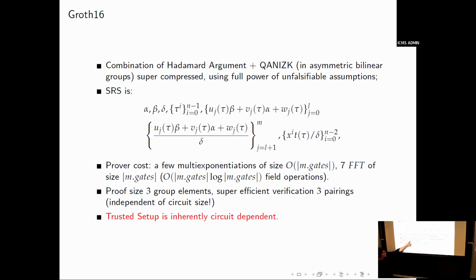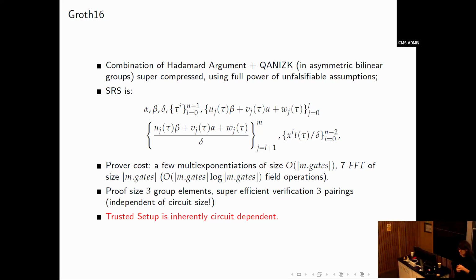The really cool thing is that it has 3 group elements, which means the proof size is independent of the circuit size. And if you think about this, it's mind-blowing, right? You have 3 group elements and you prove any computation that you want. Well, for me, it is still mind-blowing. Okay, and the really bad thing, which is related to what I told you, is that the trusted setup is inherently circuit dependent, for the reason I told you. As soon as you reuse the key for another circuit, you completely break soundness.